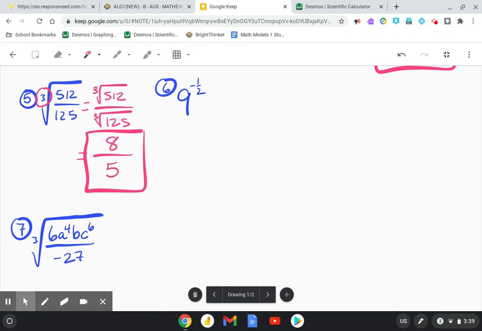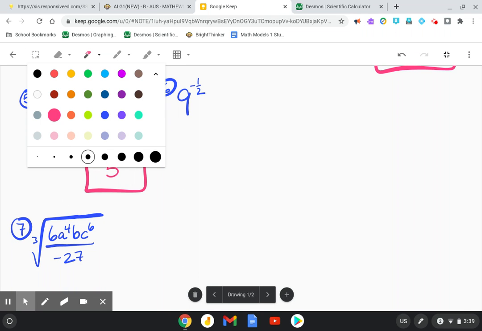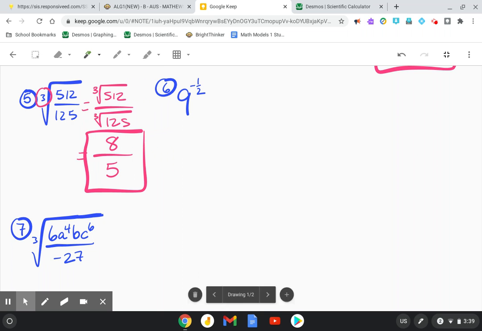All right, number 6, looking here, we have 9 to the negative 1/2. Okay, so let's do this first. We know that when we have a negative, we actually mean that this is being flipped to the bottom. So this should be, let me rewrite that again. This should be 1 over 9 to the 1/2 power.